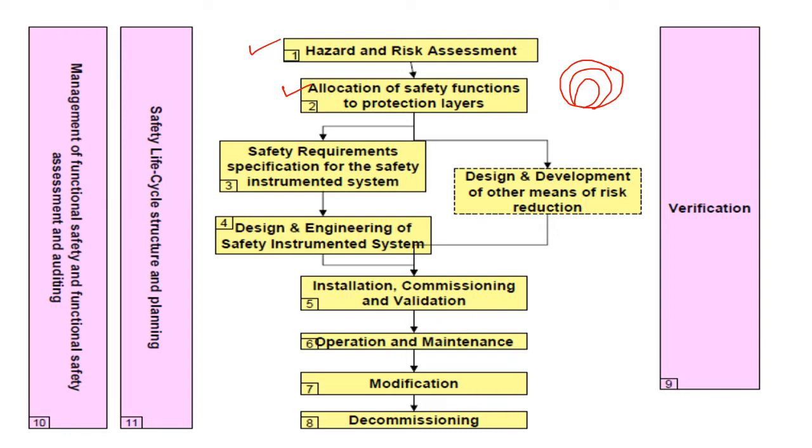Now, through hazard and risk assessment you get to know your unmitigated risk, and you have an idea of what level of risk reduction is required. Suppose you have an initial risk of 100 and you want to reduce it to 10. So the risk reduction that is required is obviously 1 by 10. When you have defined this risk reduction, you need to allocate it to the different protection layers.